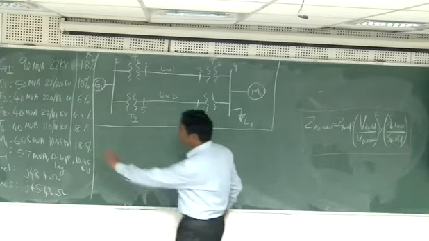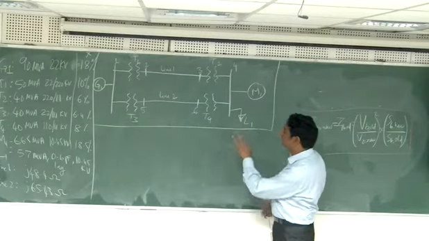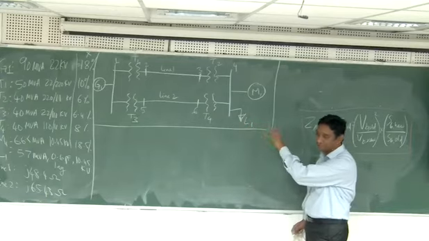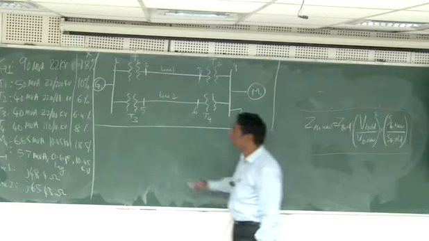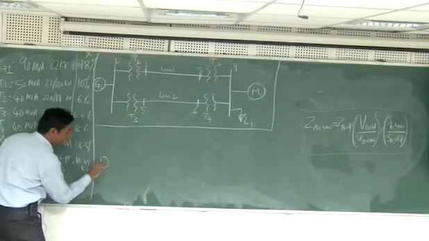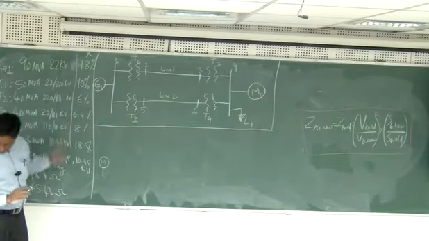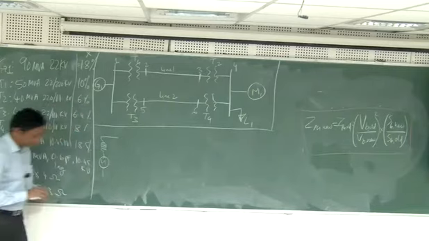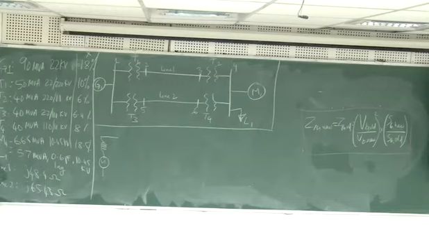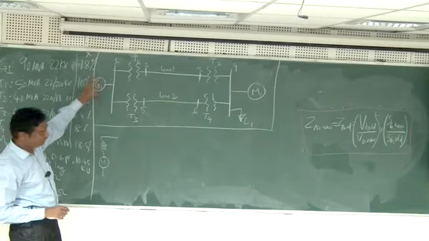For the time being, forget about these parameters. If you look at this circuit, this is a single line diagram of a power system. I want to convert it to a simple circuit. So what will I have? I'll have a voltage source representing this generator. Then I'll have a reactance representing the reactance of this generator.